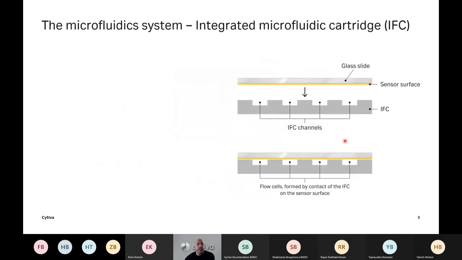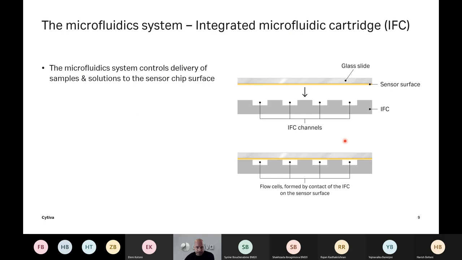The microfluidic system is what we call the integrated microfluidic cartridge. And basically, as I have mentioned, it controls the delivery of sample solutions to the sensor chip surface, where we are going to have one of the molecules attached. So this is a miniaturized system consisting of a series of channels and a series of valves. These valves are pneumatically operated and can open or close to allow the flow of the solutions to the different channels that are created on the sensor chip, as it's represented in this figure.